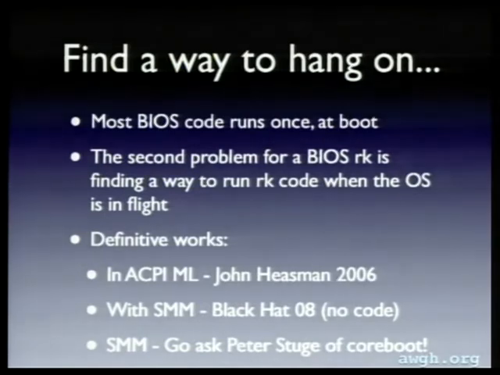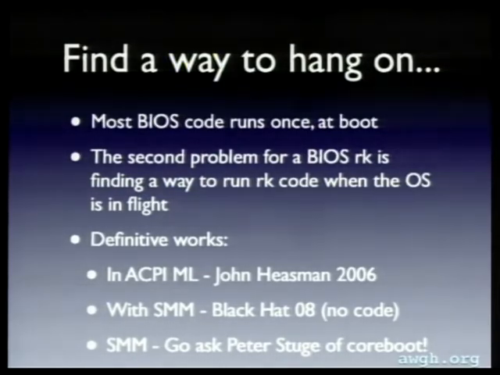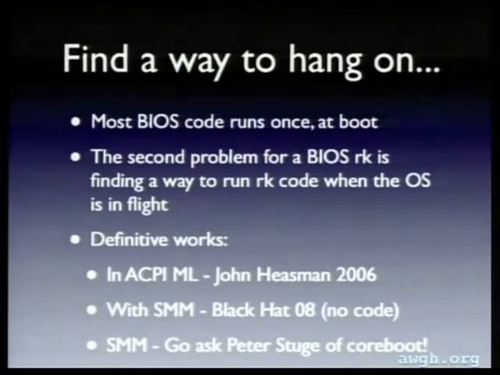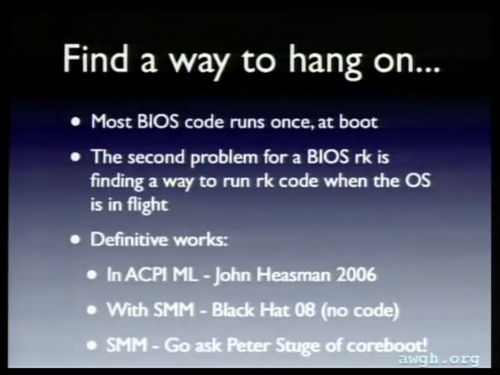The two main methods of doing this are to hide it in ACPI machine language, which was a method described by John Heasman in two papers in 2006, one of which I would highly recommend is called Implementing and Detecting a PCI Rootkit. The downside of this approach is that it's easily noticeable because everyone can access the contents of the ACPI hooks.